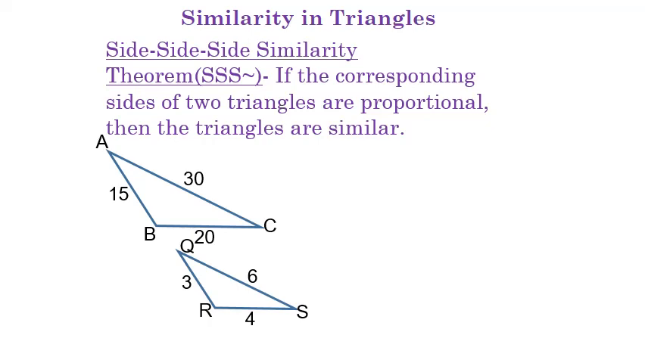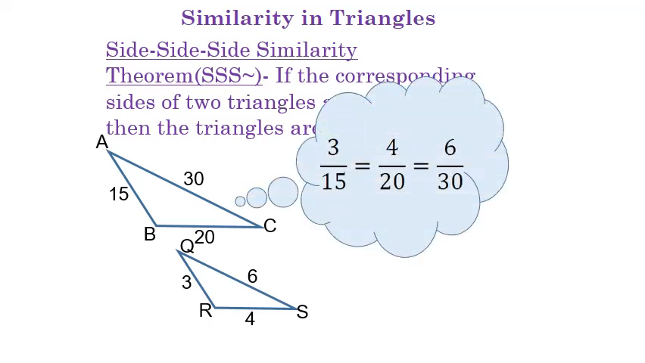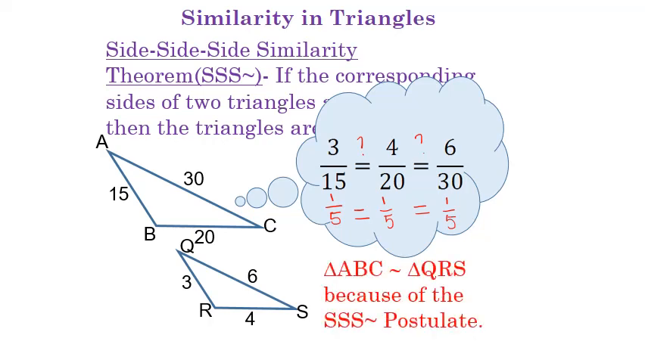In these two images, triangle ABC and QRS, if we're trying to determine if these two triangles are similar, then we need to think to ourselves, is 3/15 equal to 4/20? And is 4/20 equal to 6/30? Well, let's reduce all of these ratios. 3/15 is the same thing as 1/5. 4/20 is the same thing as 1/5. And 6/30 is the same thing as 1/5 if we just reduce those fractions. So all three sides are proportional. That means that triangle ABC is similar to triangle QRS because of the SSS postulate or theorem. And that also means that our scale factor would be 1 to 5.